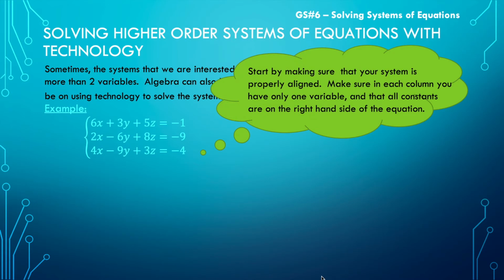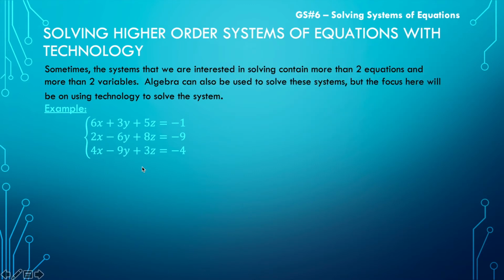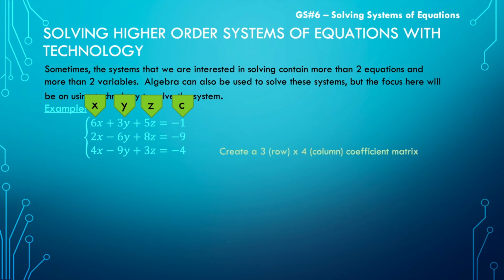Notice that when you're looking at this system, the equations are properly aligned. Each column has only one variable. This first column is all the x's, this second column is all the y's, and this third column is all the z's. And then on the other side of the equal sign, you'll find your constants.